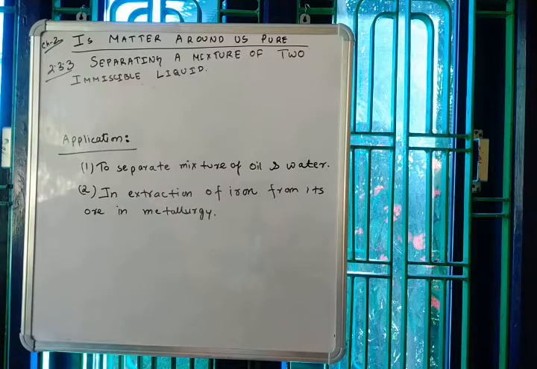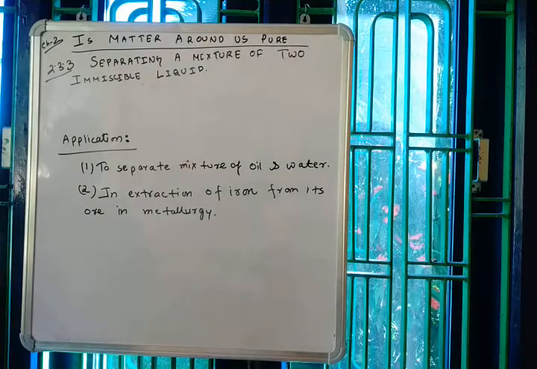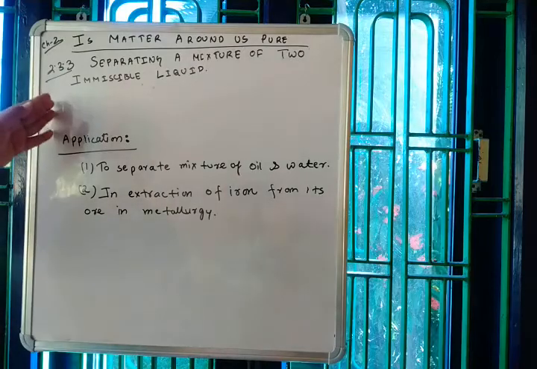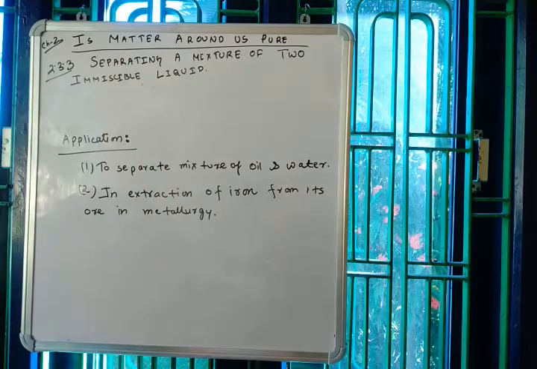Iron is found in more than one ore. One of the ores is called hematite. This ore contains some amount of iron in compound form. In the extraction process, different types of techniques are used. One of the techniques used in the extraction of iron is the separating funnel method. So this is the application.